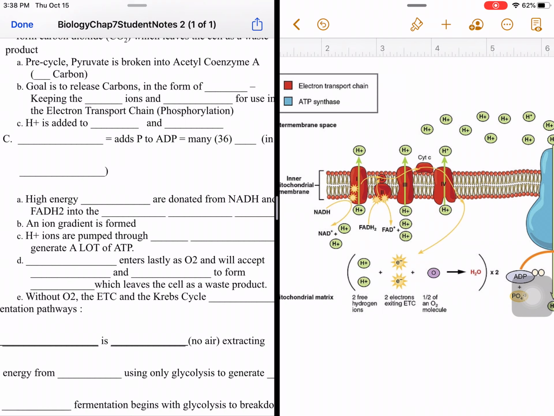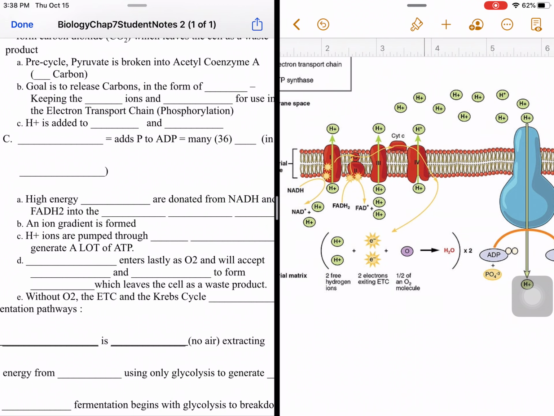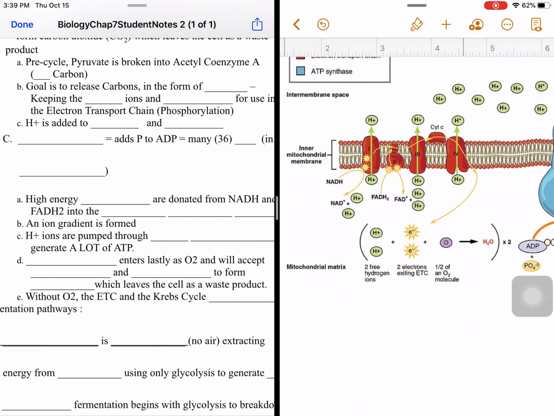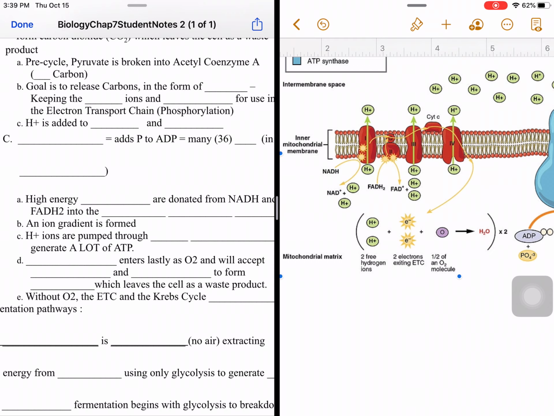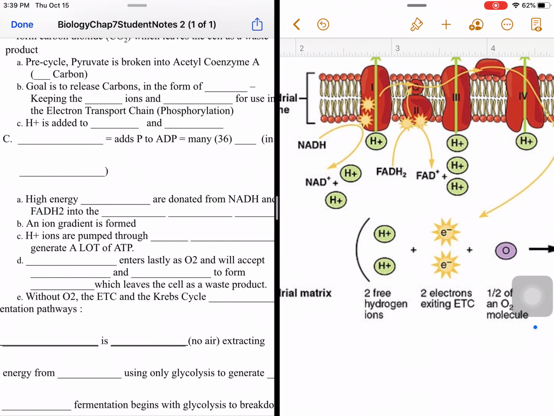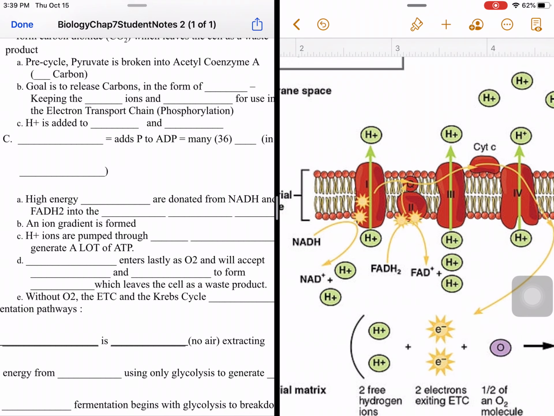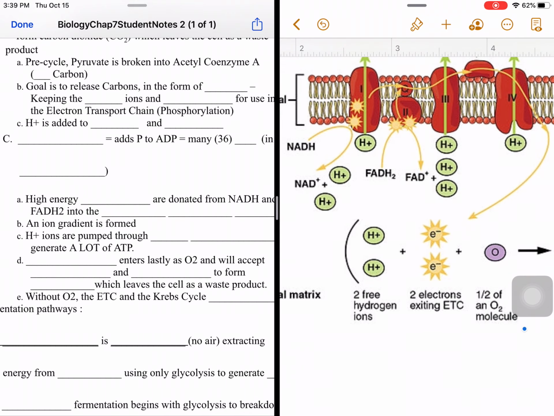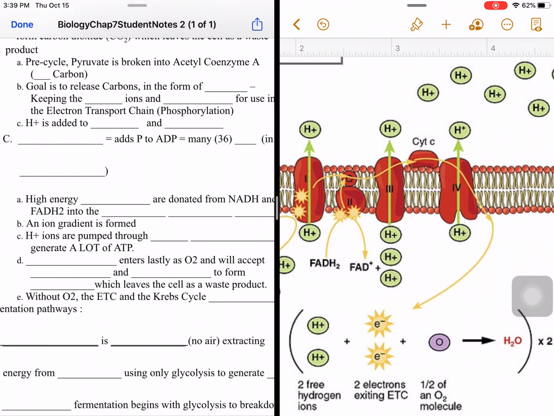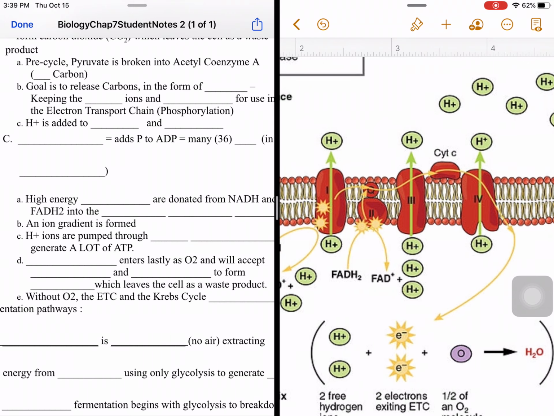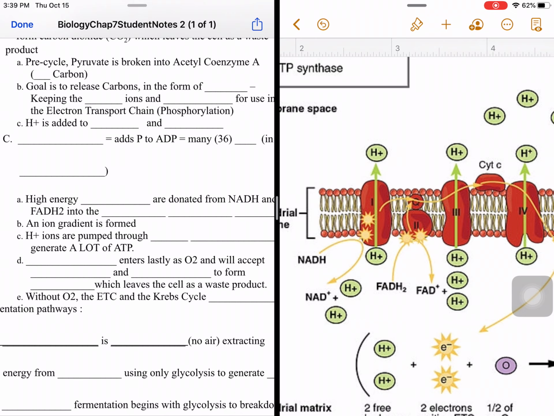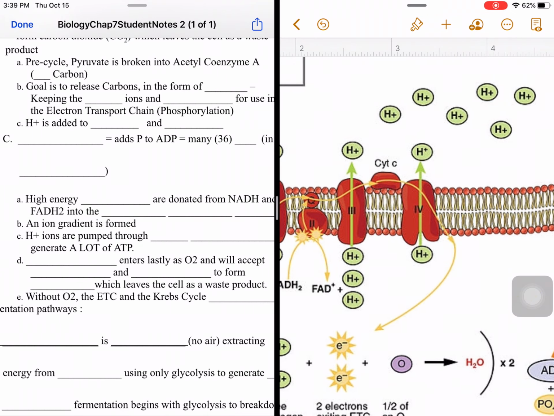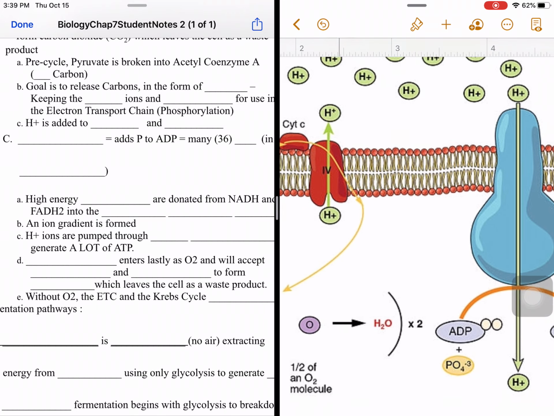High energy electrons are donated from NADH and FADH2 into the electron transport chain. And you can see this in this pretty messy diagram, but basically high energy electrons are coming off of NADH and FADH2, and they are being pushed through these proteins in the cell membrane. They're being pumped through. The electrons are this yellow arrow that's coming through these proteins, and that's what's pulling the positive protons through.